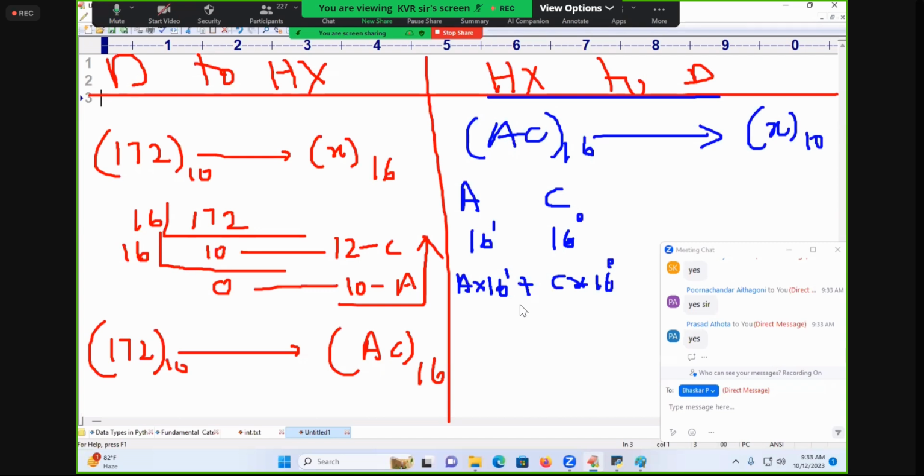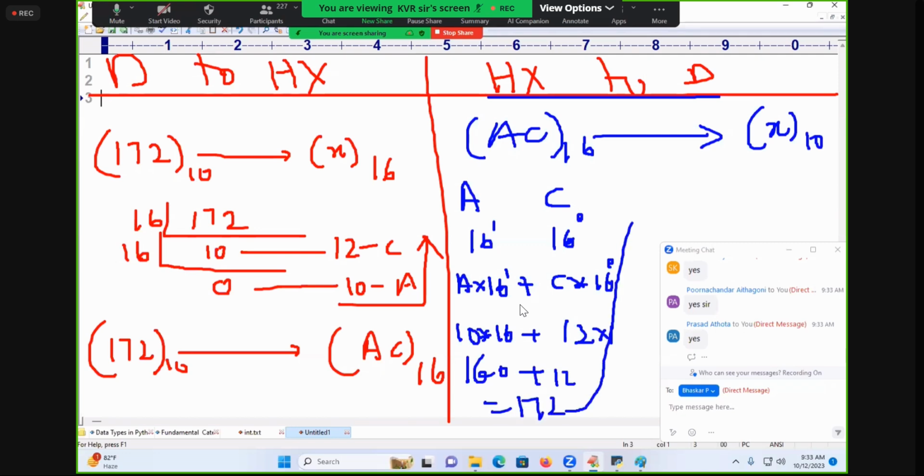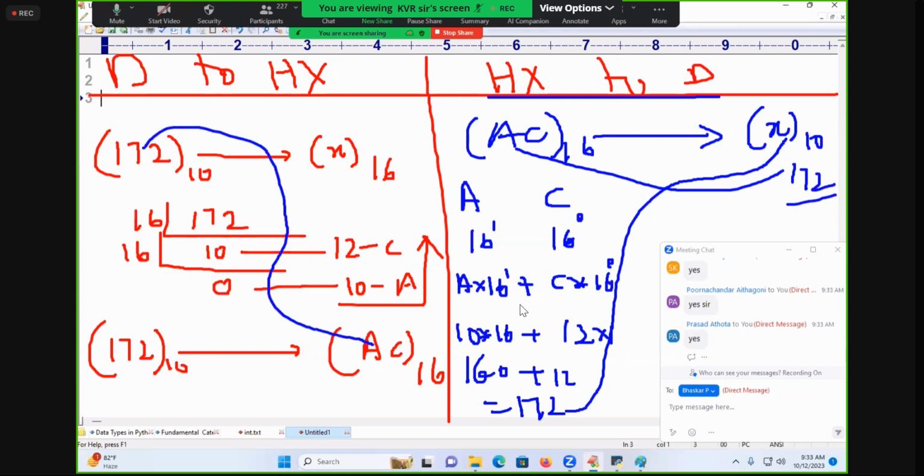What is the value of A, student? 10 into 16 plus, come on, 12 into what? 16 to the power of 0, sorry, 1. 12 into 1. 160 plus 12, which is equivalent to 172. So hence this is called 172. 172 was converted into AC and AC was converted into 172.